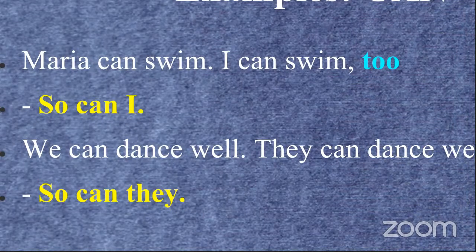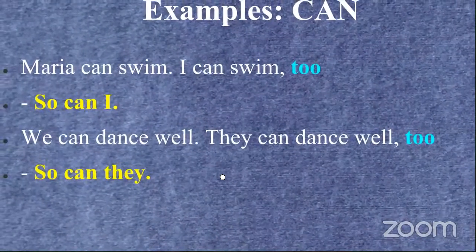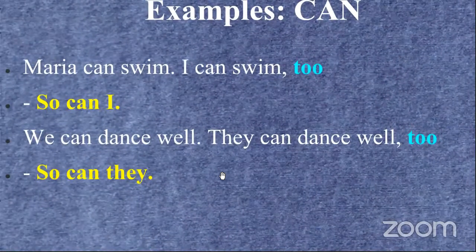All right, so we can say Maria can swim, so can I. In number two, look. In number one, we can dance well. Sentence number two, they can dance well too. If we want to avoid repeating the second one, we use the structure. We can dance well, so can they.